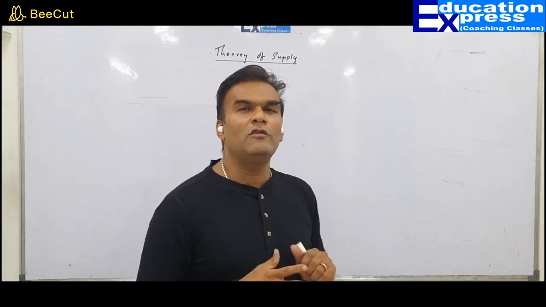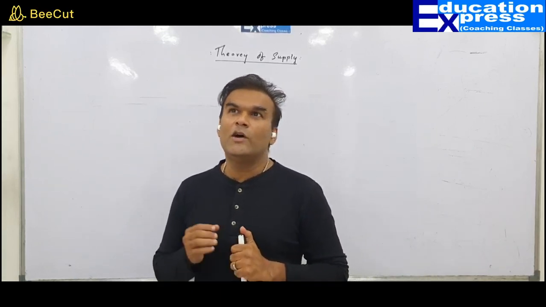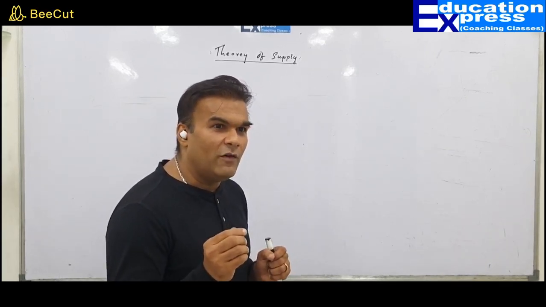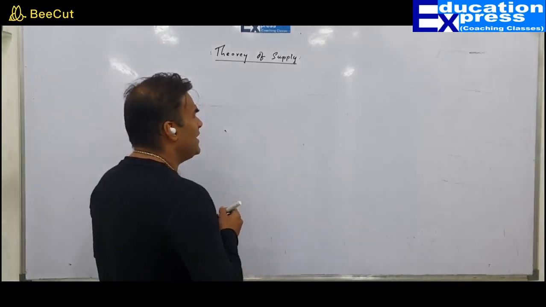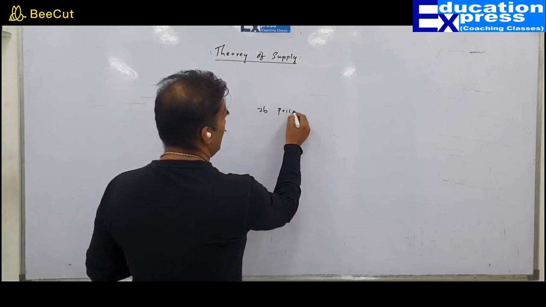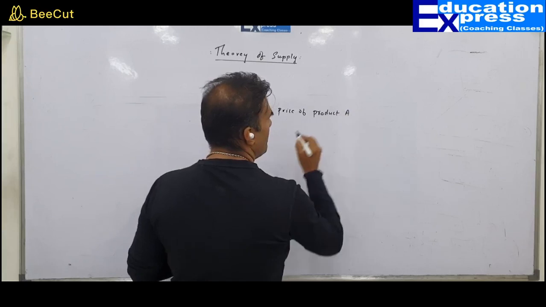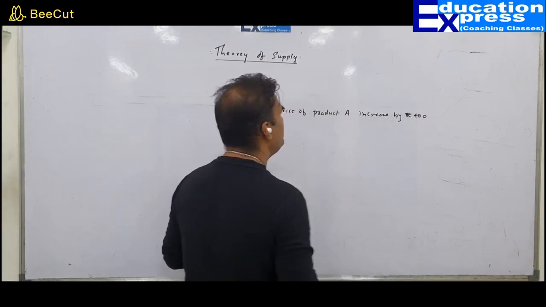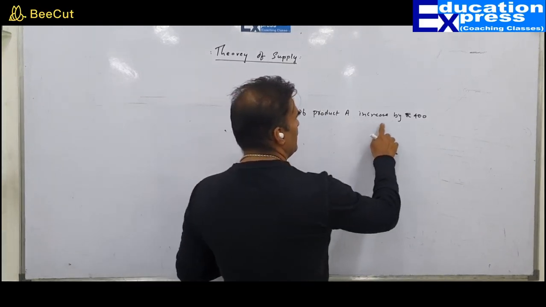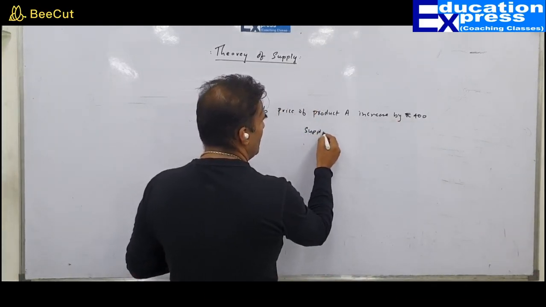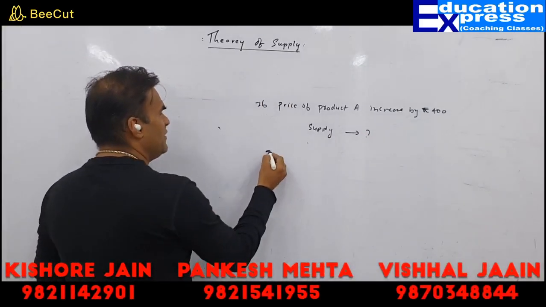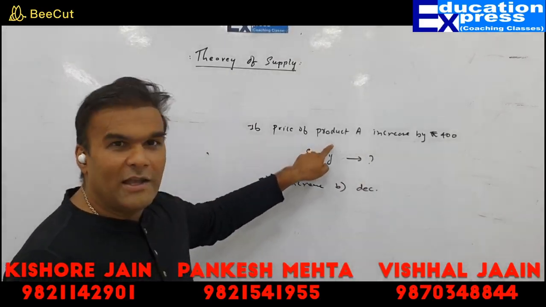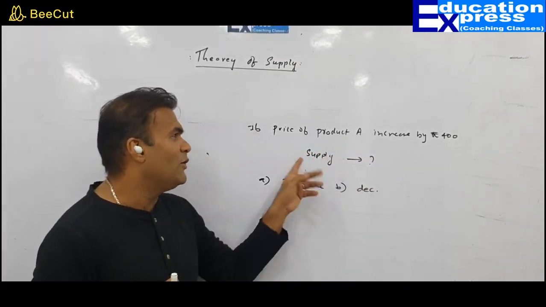So coming back to the theory of supply, it is very important to understand that economic terms have a very deep and impactful meaning in every line, every word that we interpret. For example, let us say the price of product A increases by rupees 400. If the price of product A increases by rupees 400, what will happen to supply? A. Sir, supply will increase. B. Supply will decrease.